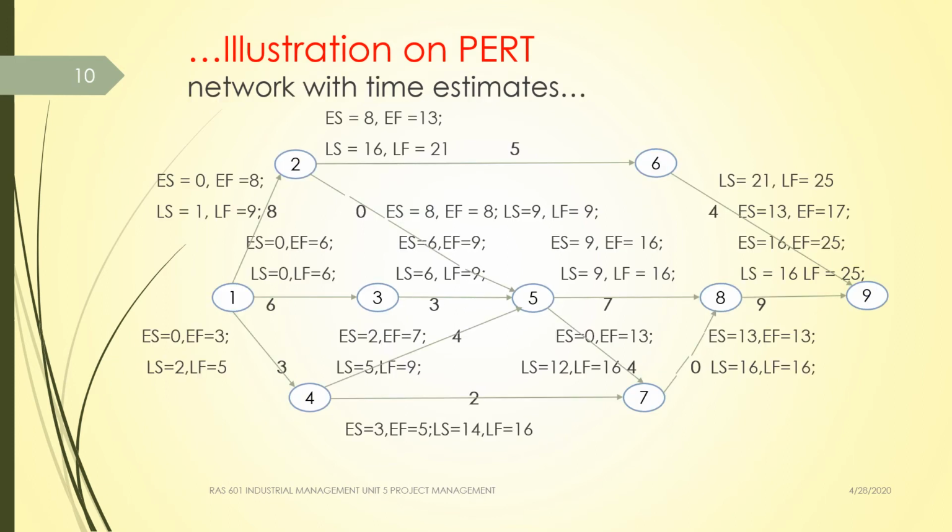Next, as and when we come to know the earliest start time, earliest finish time, latest start time, latest finish time, and the time taken by the activities, we can easily calculate the cost associated with the probabilistic model. That is, with the PERT analysis, we can also find out the cost of the project.